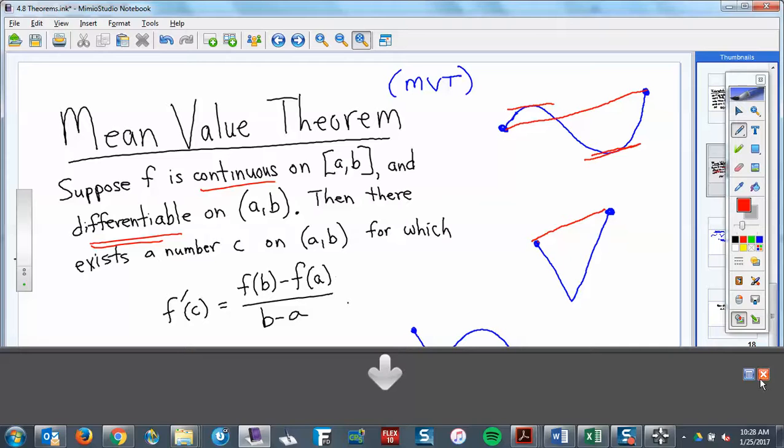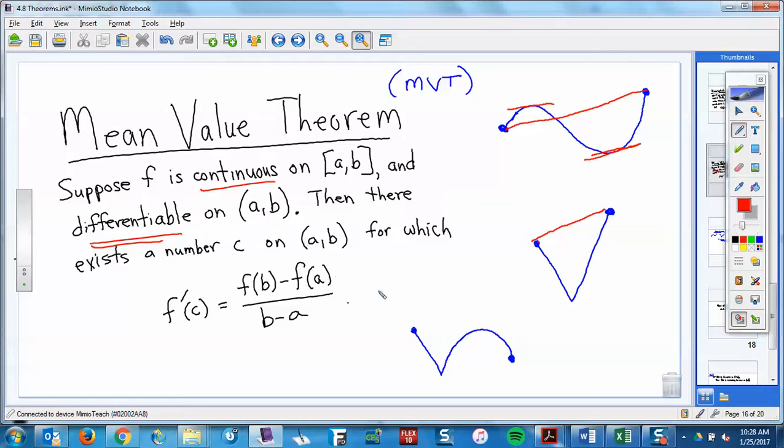So if a function's not differentiable, it still might happen. Here I drew an example. This function between here and here is not differentiable because right at this point the derivative doesn't exist. But if I look at this one, there's a point over here that would have the same slope. So it's possible you don't get an A, you still get the car. It's not differentiable, there still might be a point that has the same slope as the slope between the endpoints.